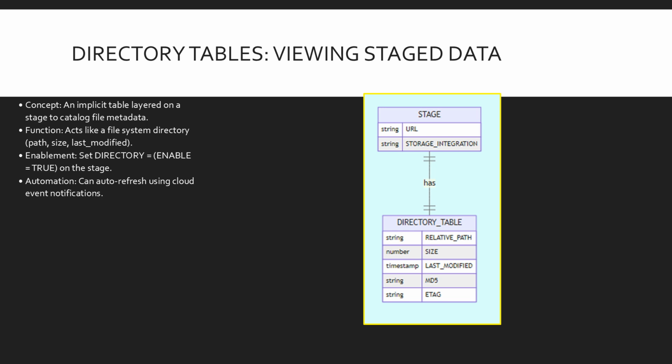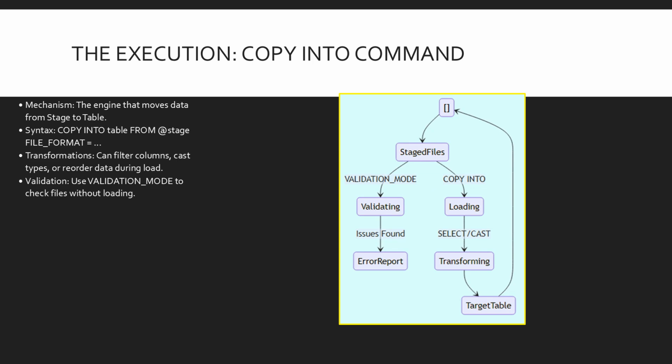We arrive at the final mechanism, the copy into command. This is where the stage and file format converge. You instruct Snowflake to copy data into a specific table from a specific stage, applying the rules of your file format. This command is powerful. It can transform data on the fly, such as reordering columns or casting data types directly during the load. You can also use the validation mode parameter to simulate the load and check for errors without actually moving any data, ensuring your pipeline is robust before commit.